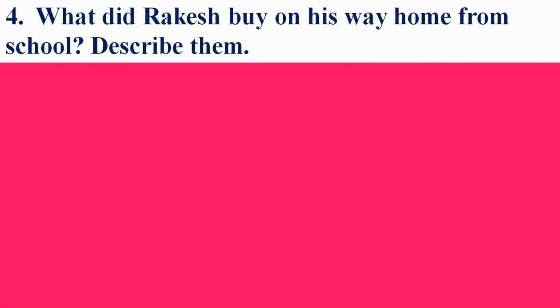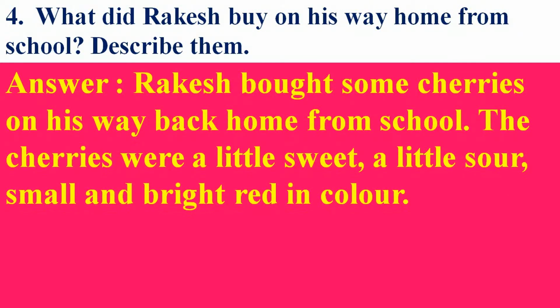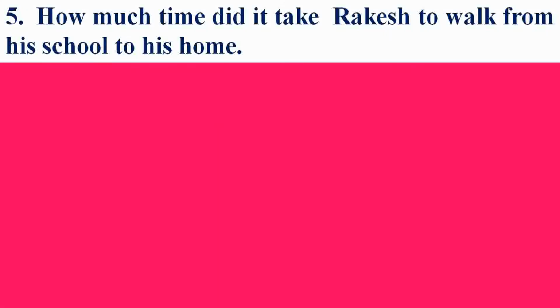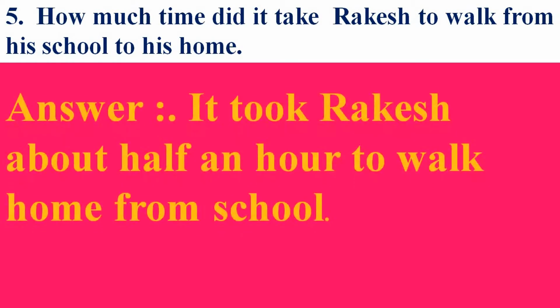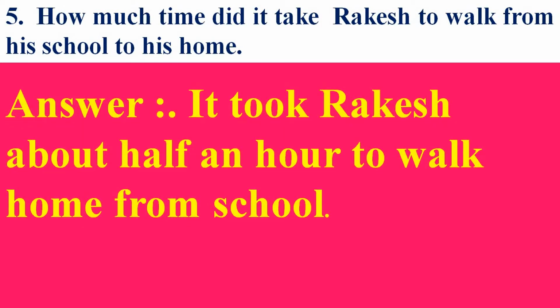Next question. What did Rakesh buy on his way home from school? Describe them. Answer is, Rakesh bought some cherries on his way back home from school. The cherries were a little sweet, a little sour, small and bright red in color. Next question. How much time did it take Rakesh to walk from his school to his home? Answer is, it took Rakesh about half an hour to walk home from school.